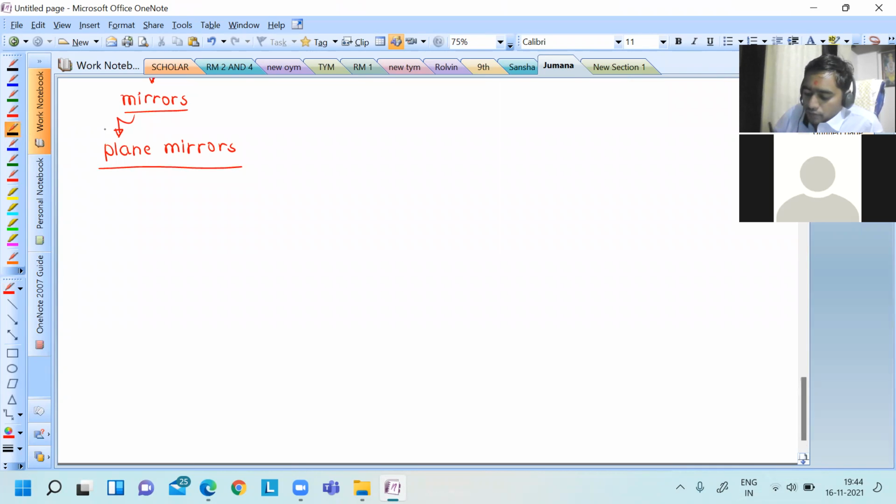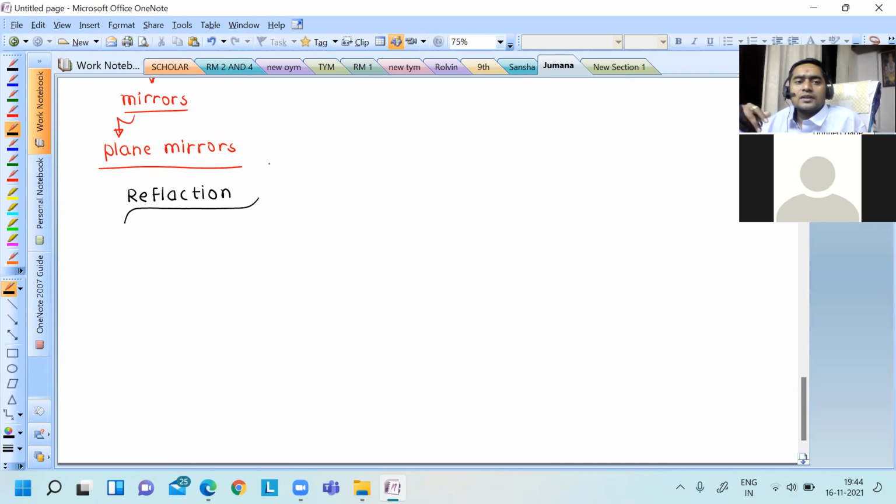So first of all, the meaning of reflection. So what does it mean by reflection? It means that whenever the light comes back into the same medium after striking any opaque surface, whenever we incident the light on any opaque surface and it comes back into the same medium, then it's called the reflection of light. So we need a non-transparent or shiny surface, mostly a silvering surface can also work.